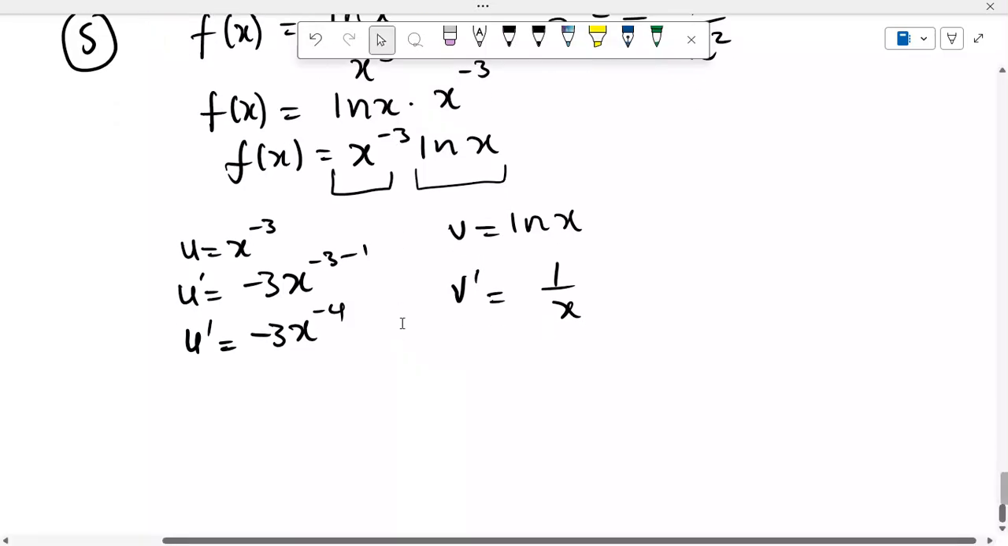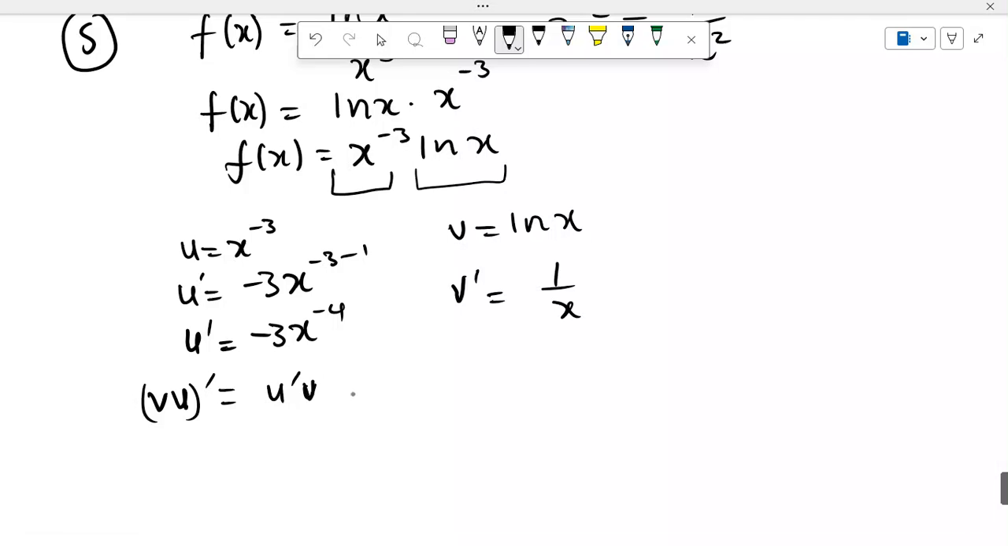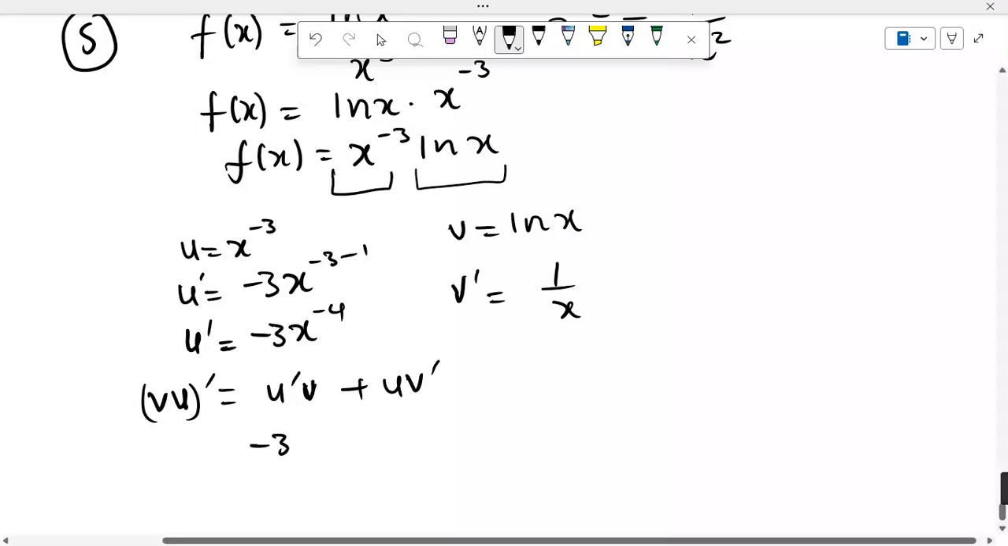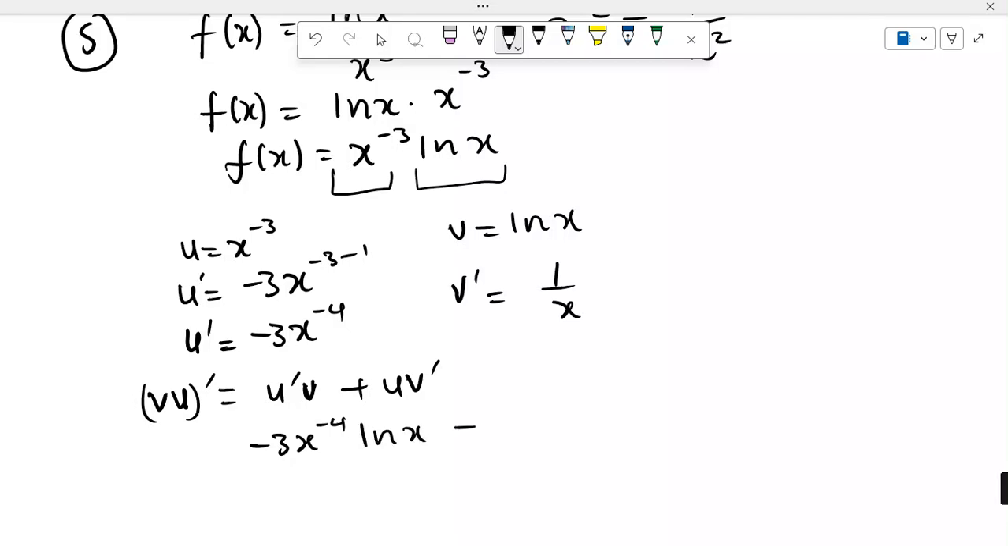Okay, great. So now let's use our formula. The derivative of uv is u prime v plus u v prime. So what's your u prime? Negative 3x to the power negative 4. What is your v? Natural log x. Plus, what is your u? x to the power negative 3. And then what is your v prime? V prime is 1 over x.